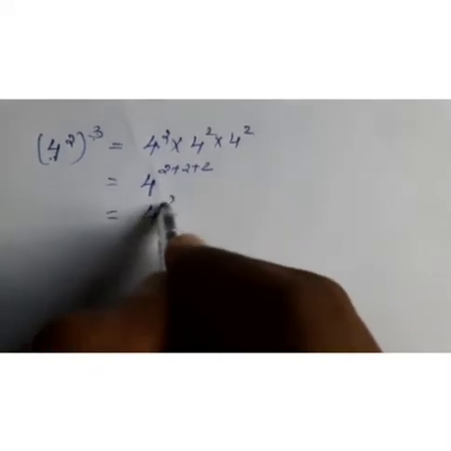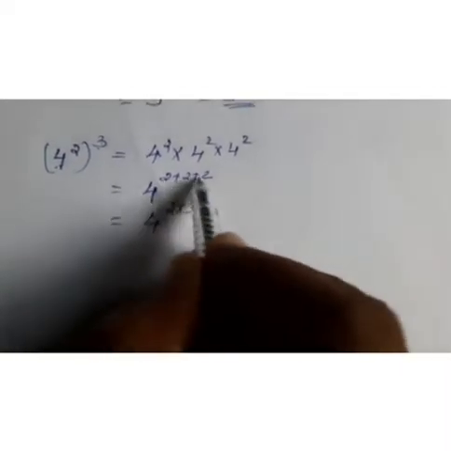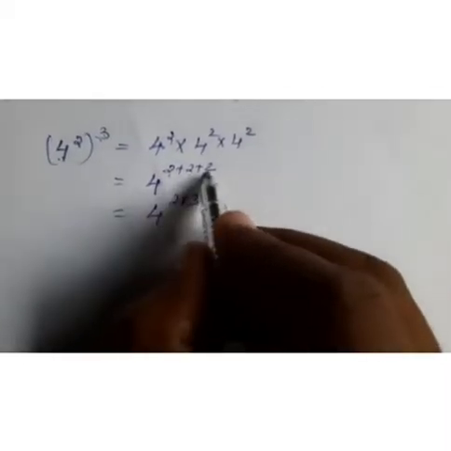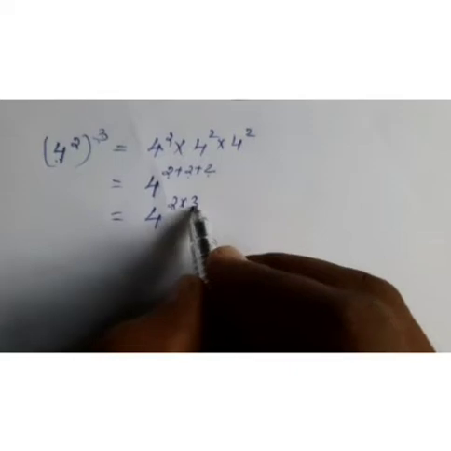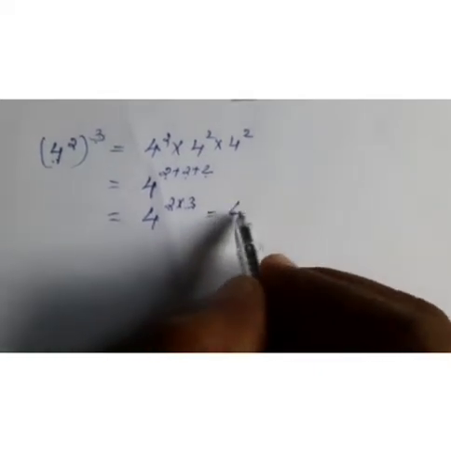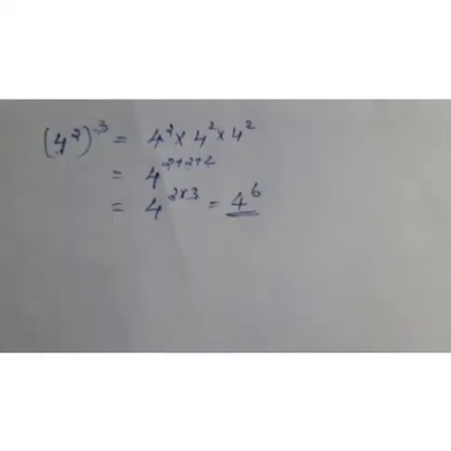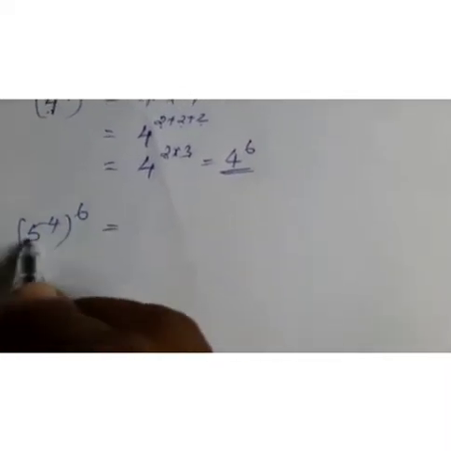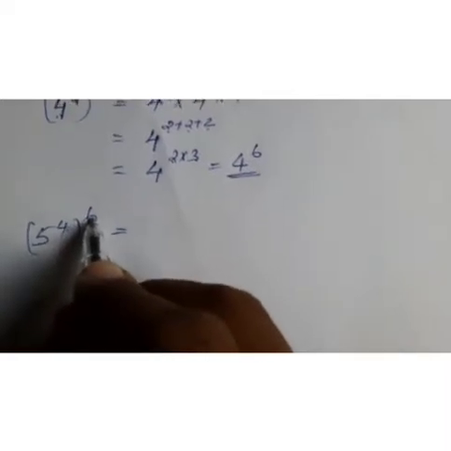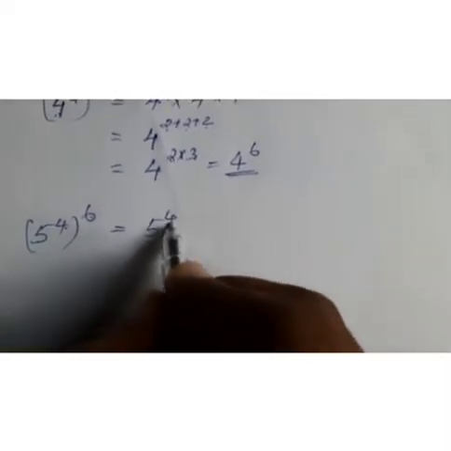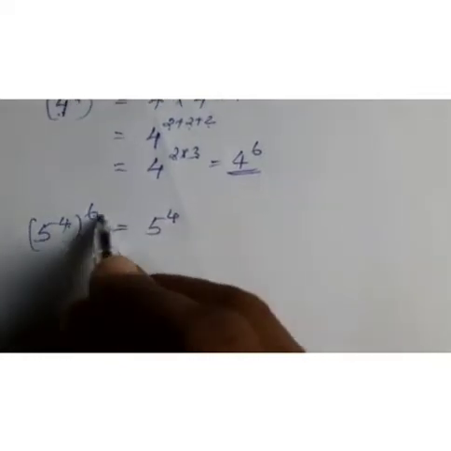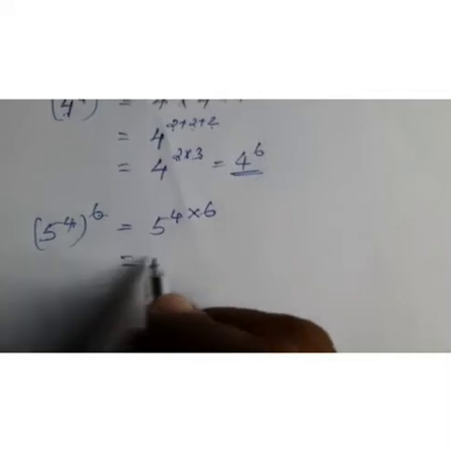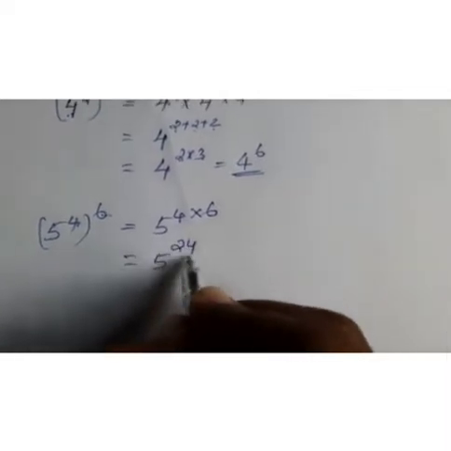Then you can write 2 into 3. Instead of addition you can write the multiplication. So 2 should be multiplied 3 times. Otherwise you can write 2 into 3. So you will get 4 raised to 6. See next one. 5 raised to 4 whole raised to 6. That is 5 raised to 4 multiplied how many times? 6 times. So we'll get the answer as 5 raised to 24.